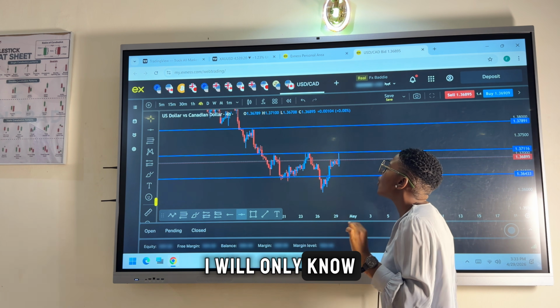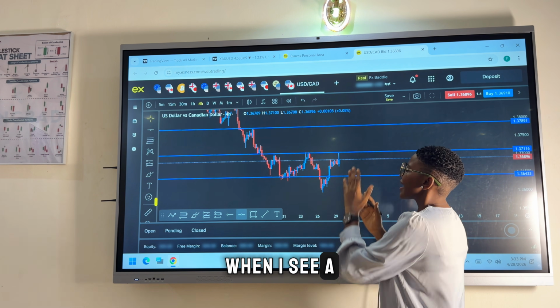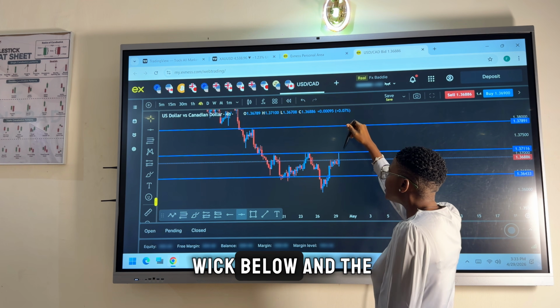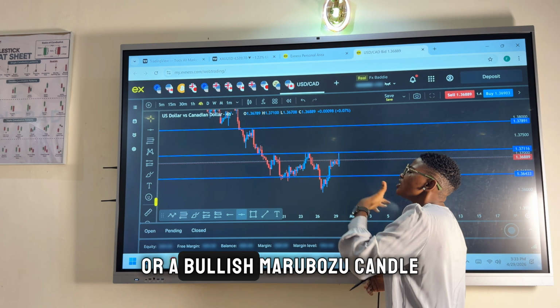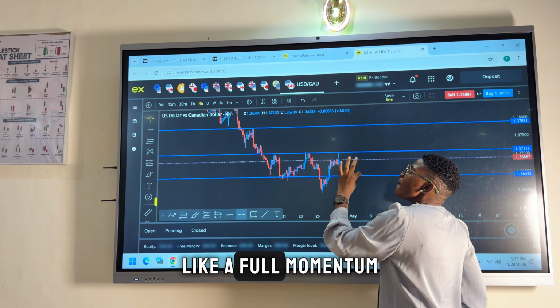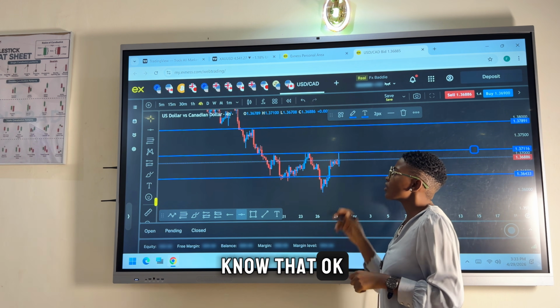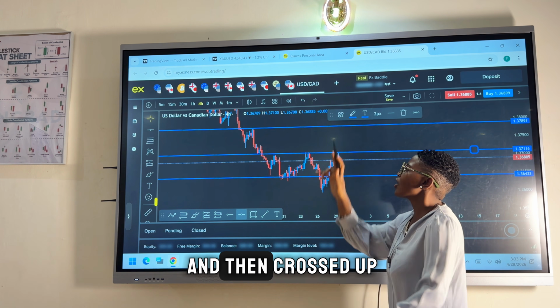I will only know when I have a candlestick confirmation. When I see a candle, a hammer, right? A candle with the wick below and the body above, closing above here, or a bullish Marubozu candle, like a full momentum candle closing above here. That's when I will know that, okay, buyers have pushed it, broke a major level and then crossed up.